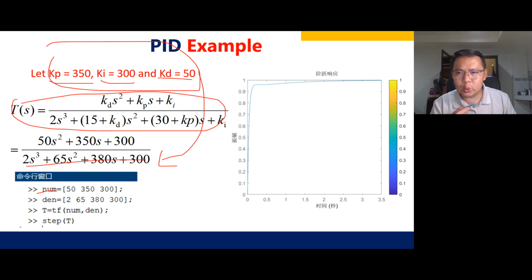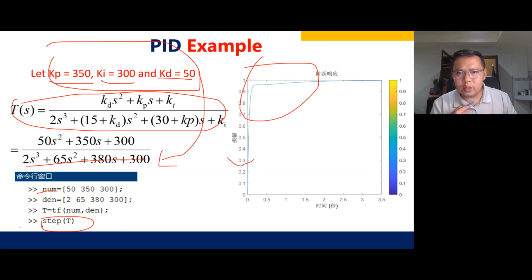Then den equal to 2, 65, 380, 300. Define T equal to tf(num, den) and then use step(T). Got the next graph of the figure. We can see that the curve is more stable. The result is what we want.